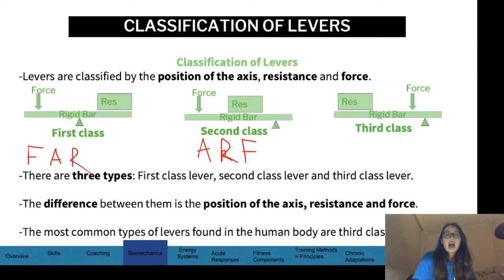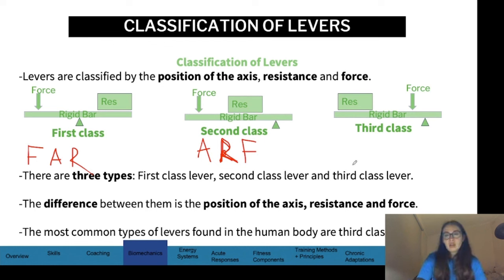You can see here, axis, resistance, force. It doesn't matter which direction you go from, you can put it either way, just as long as you can see this directionality occurring.